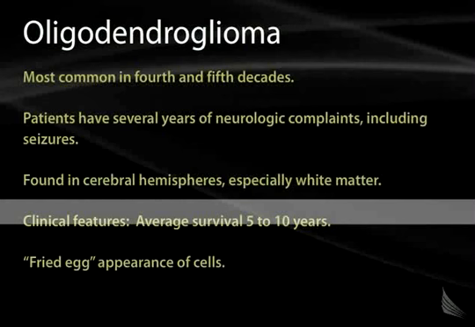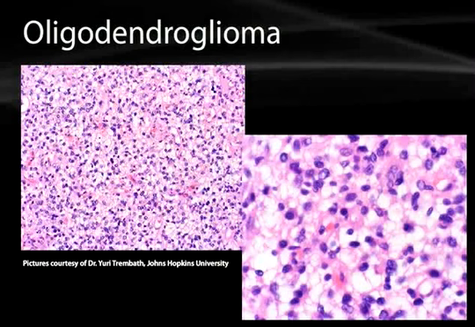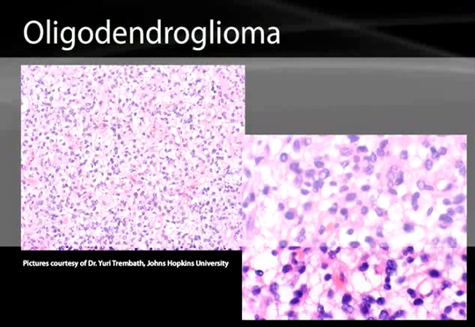On pathology, oligodendroglioma demonstrates a fried egg appearance of the cells. On the left, you can see the dense nuclei with the surrounding white halo. The white part is the white part of the egg, and the nucleus is the yellow yolk. On the right, you have a zoom in of the same image.